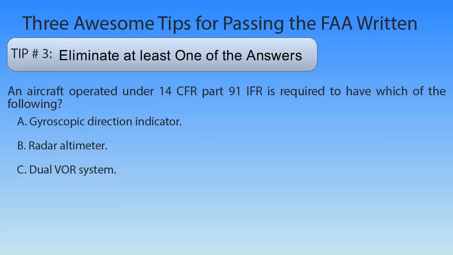Now let me ask you a couple of questions. Do you have a radar altimeter in your airplane? One that reads ground elevation, your elevation from the ground? Probably not. Do you or your instructor file IFR flight plans at times on that airplane? Probably so. So there you go. Answer B, a radar altimeter, is gone. And now you have a 50% chance of getting the answer right instead of only 33%.